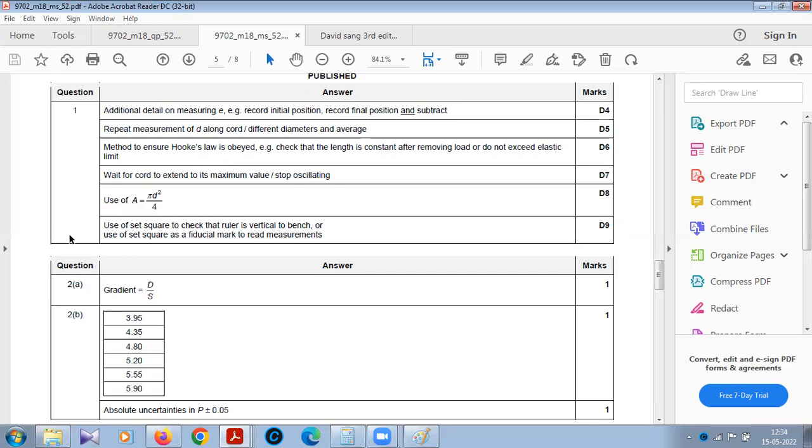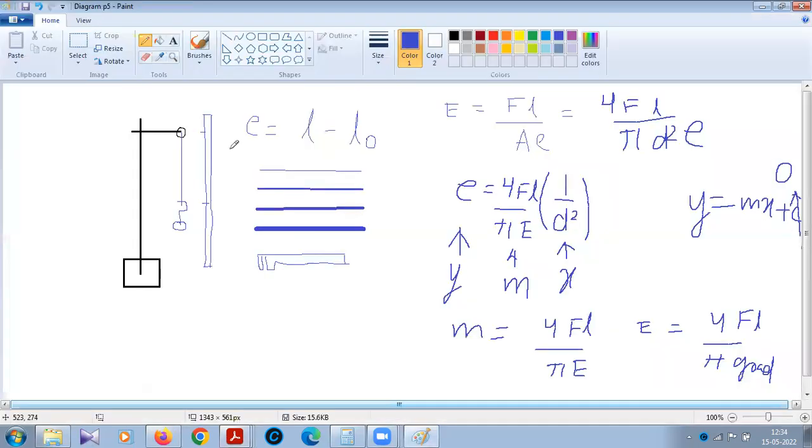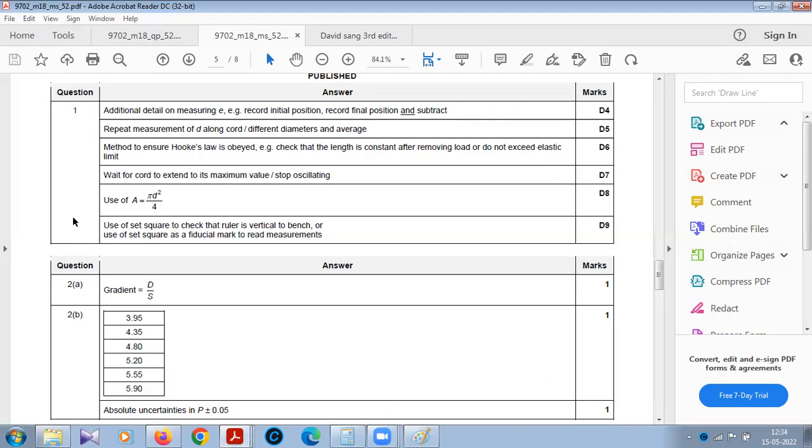Then we can use set squares to check, like we have shown in the experiment, if the stand is vertical or not. Also, in the graph here we have not fixed the scale, so we can take another stand and fix the scale using it. All these points you will be writing down in the precautions, and that carries 6 marks.